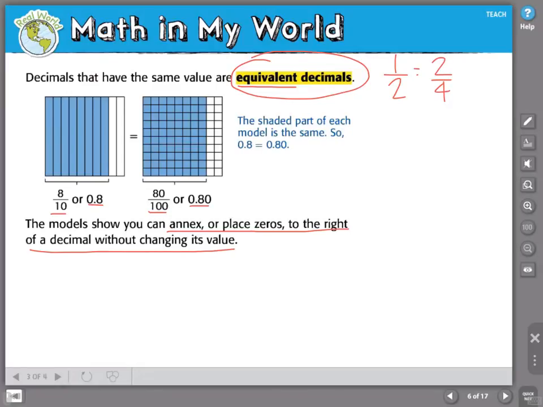So if I had 3/10 or I had 30/100ths, even though there's a 0 here, it doesn't change the value. These decimals are equivalent.